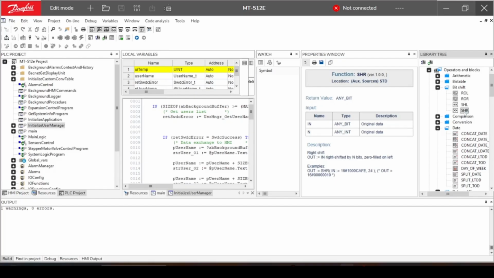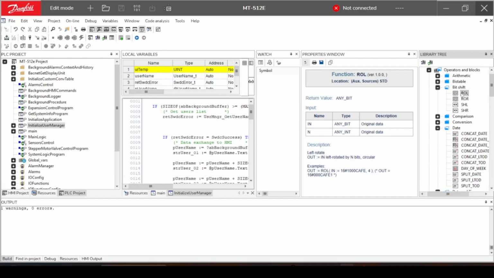Now let's look at SHR, or shift right. This function performs the opposite operation. All bits move to the right. The empty positions on the left are filled with zeros. For example, binary 00001101. Shift right by one position gives 00000110. Again, every bit moves one position to the right. The leftmost bit becomes 0. SHR is commonly used to extract information from communication registers or isolate specific bits.